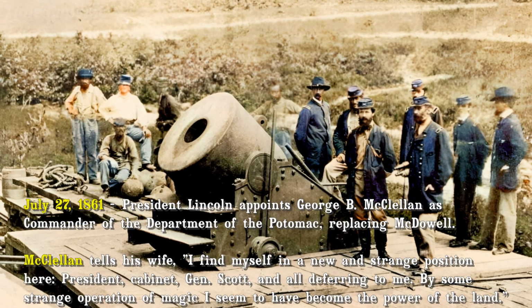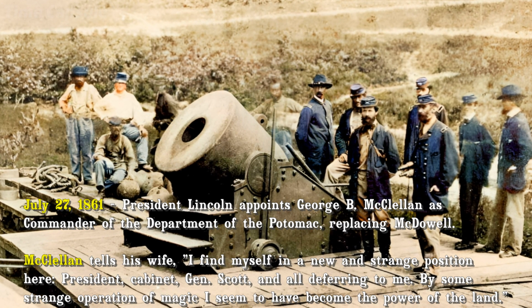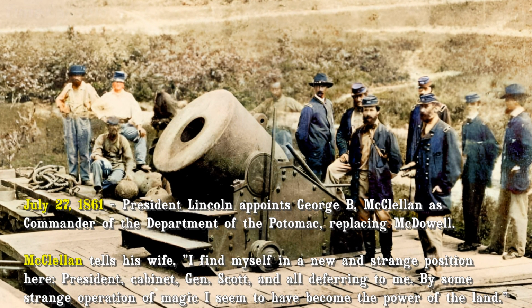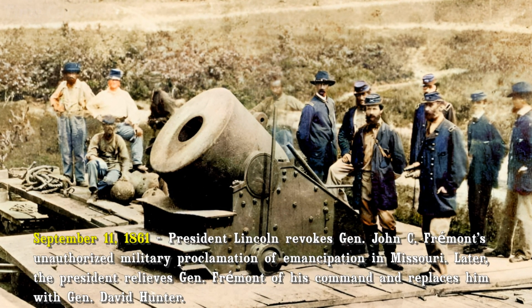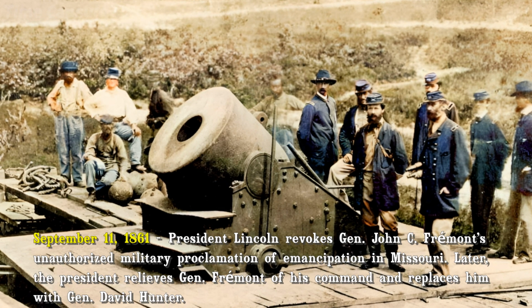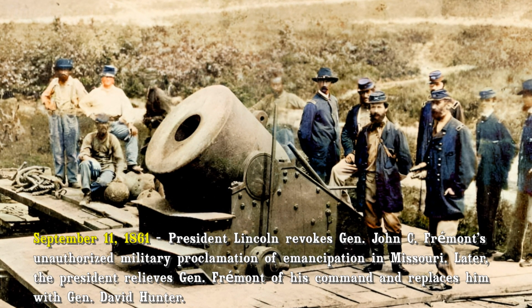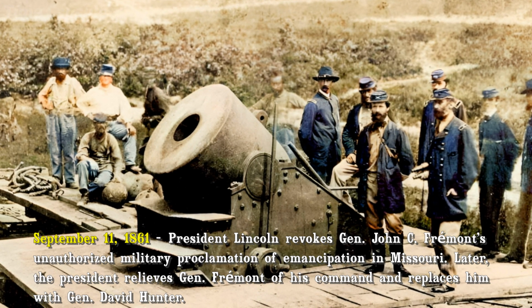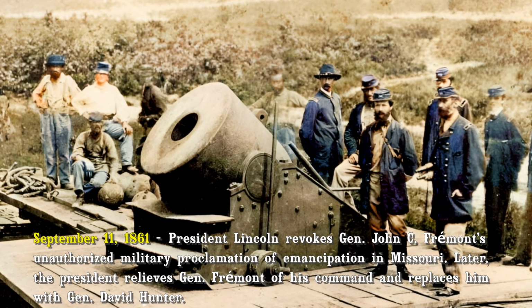July 27, 1861. President Lincoln appoints George McClellan as commander of the Department of the Potomac, replacing McDowell. September 11, 1861. President Lincoln revokes General John Fremont's unauthorized military proclamation of emancipation in Missouri. Later, the president relieves General Fremont of his command and replaces him with General David Hunter.